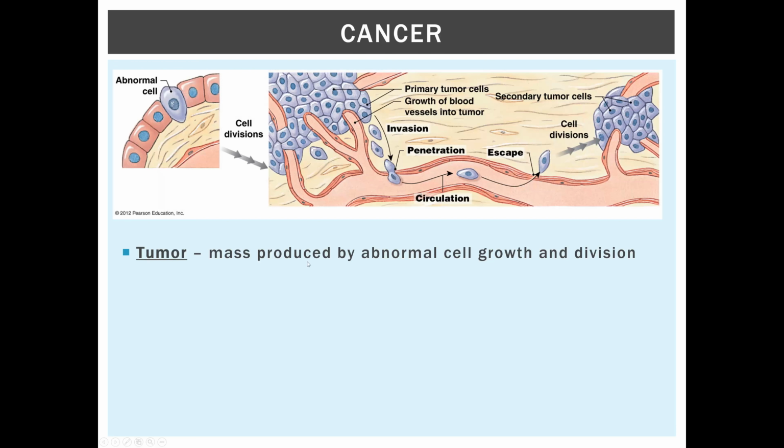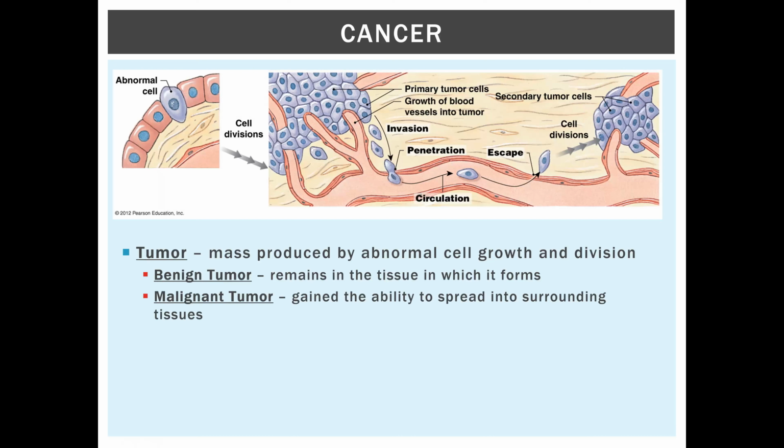A tumor is a mass that is produced by abnormal cell growth and division. A benign tumor is a tumor that stays in the tissue in which it forms and shows no signs of having the mutations necessary to cause it to leave that tissue. And it doesn't usually interfere with local functions in that area either. A malignant tumor is one that has gained the ability, through additional mutations, to spread out into surrounding tissues and then move throughout the body.